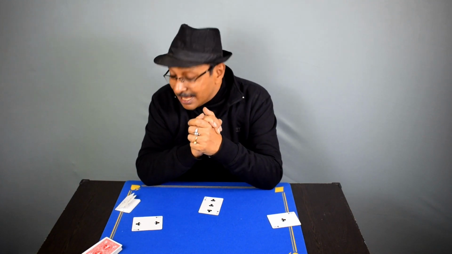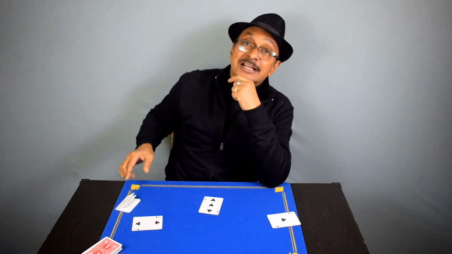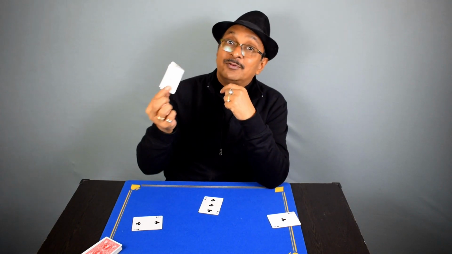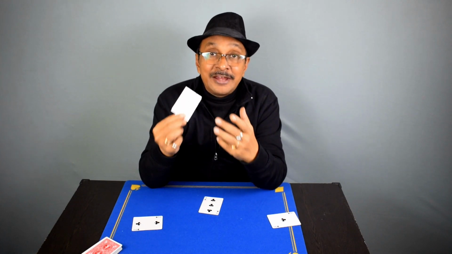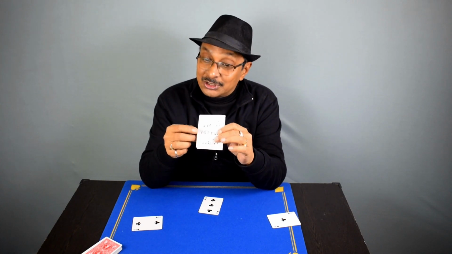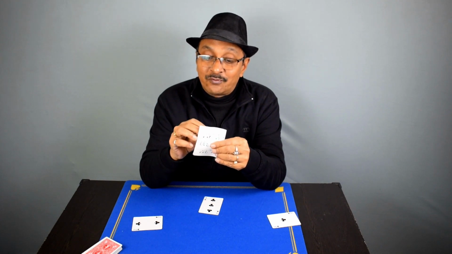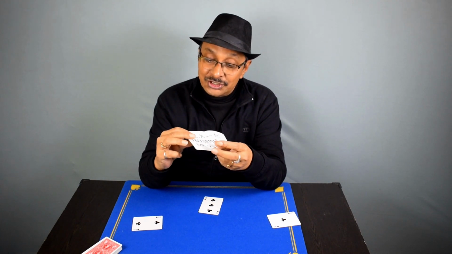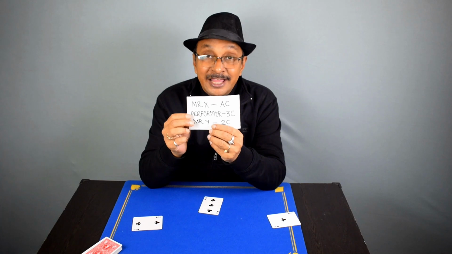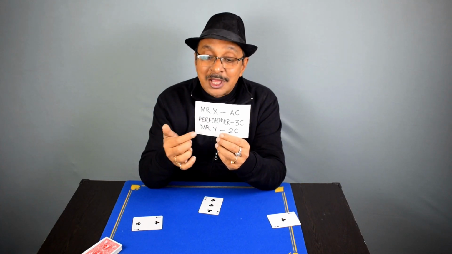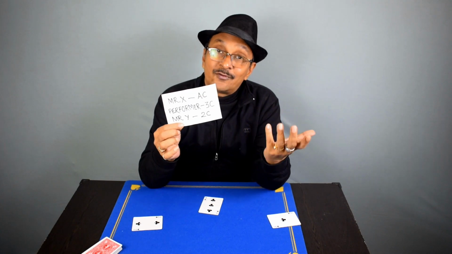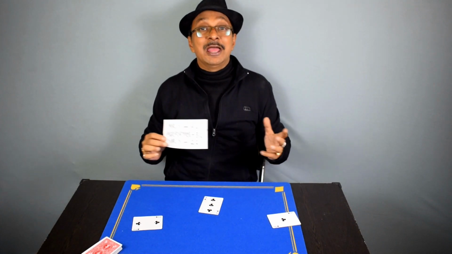You say that you might have noticed that I have placed a folded piece of paper over here, and the final outcome has been predicted. So saying, you unfold the paper and here it is written, Mr. X, Ace of Clubs, performer, Three of Clubs, Mr. Y, Two of Clubs. Absolutely amazing.